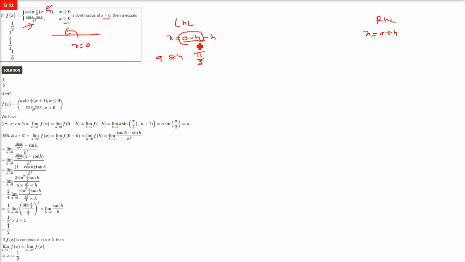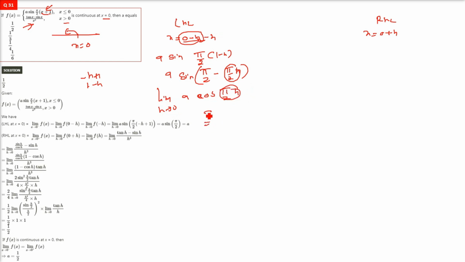So what do you get? It's minus h you have to put in place of x. So it is negative h plus 1. Negative h plus 1 can be written as 1 minus h. So I'm just writing 1 minus h here and multiplying pi by 2 with 1 minus h. We get pi by 2 minus pi by 2 h. So don't worry about pi by 2 h, just see pi by 2 minus something. So sine 90 minus theta is cos theta. So you have this a cos pi by 2 h, right? So cos pi by 2 h, the h is 0, so cos 0 is 1.